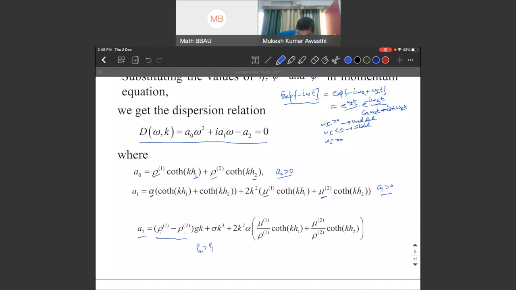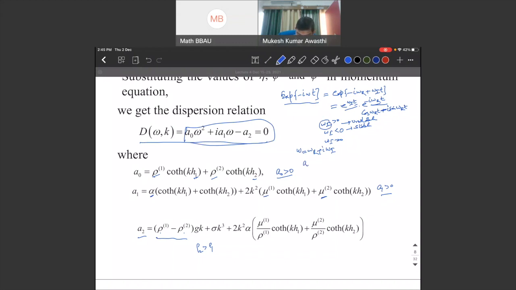So in all the cases, our basic concern is related to omega I. So what we'll do, we'll take omega as omega r plus i omega I. Now I'm taking the real and imaginary parts of this equation.